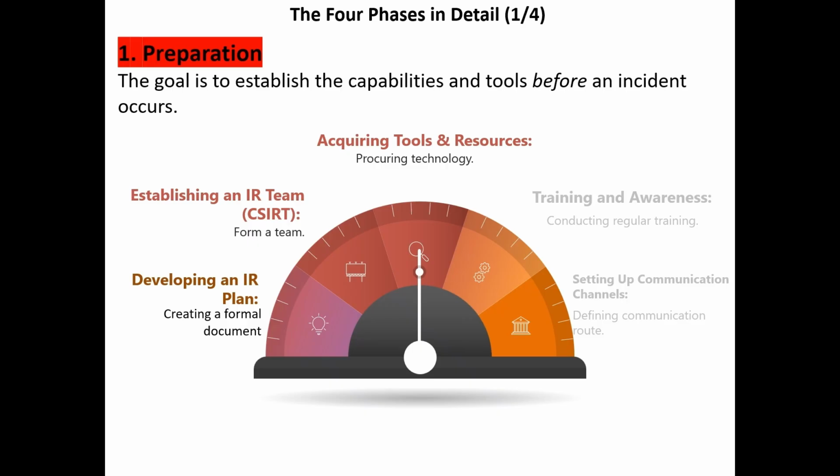communication tools. Next is training and awareness, where typically you conduct regular training for all the IR team, and general security awareness for all employees. Finally, setting up communication channels. Here you define how the team will communicate internally and externally, like with management, law enforcement, and PR during this crisis.